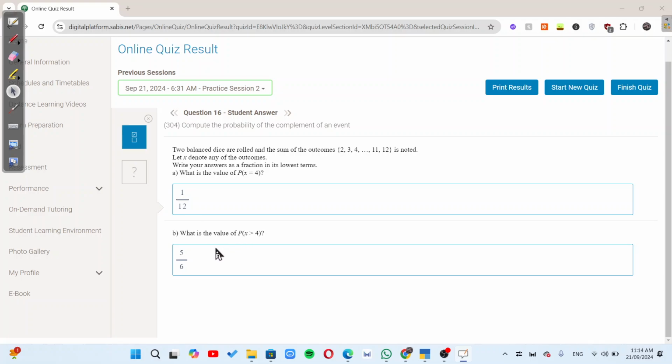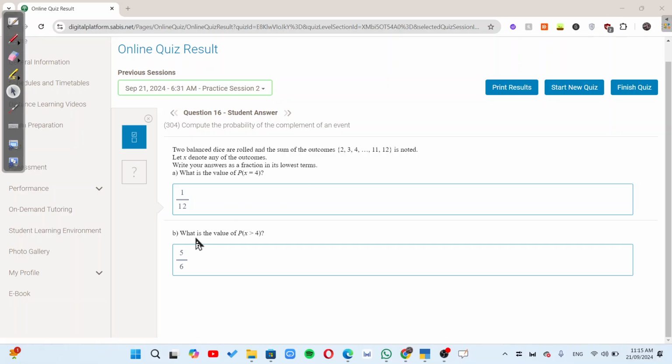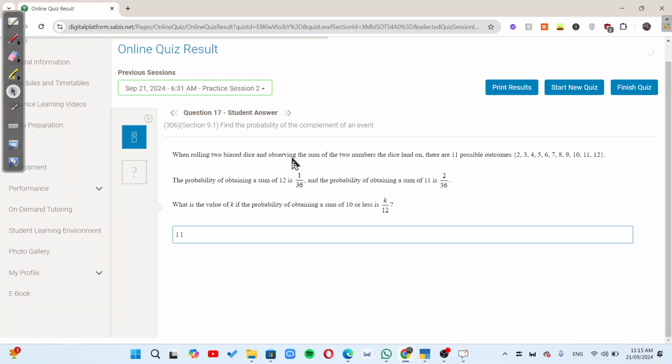Now how many times is your value P, like how likely is it to be bigger than 4? You're supposed to add all of these over 36, but my advice is don't add all of this, just subtract from 36 whatever is here. So you do 36 minus 6, because 3 plus 2 plus 1 is 6. You get 30 over 36. Simplify it, you get 5 over 6. Okay, so that's your answer for this question.